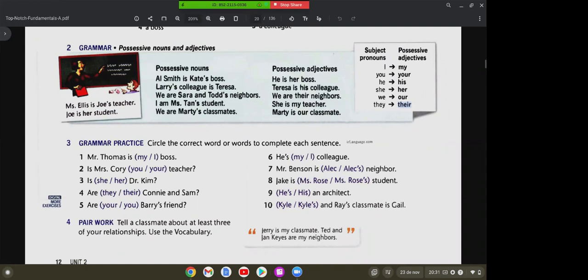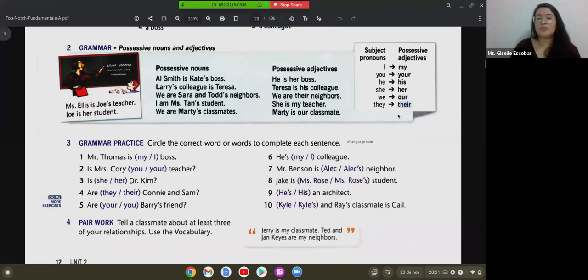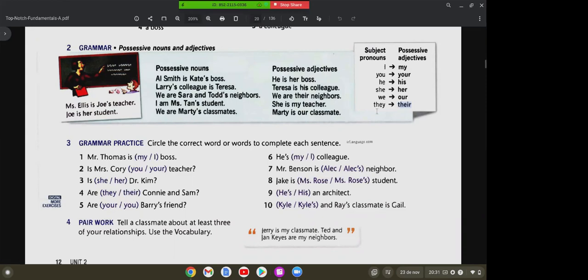Es de ellos. Ajá, de ellos. Como su o sus también, ¿verdad? En español. Sí, entonces, sí.